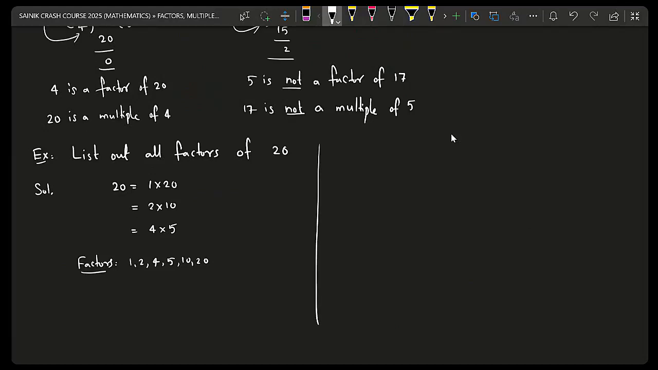Now I'll give one question to you, all of you try. Then I'll call one student and ask what are all the factors. Write all the factors of, let's take 48. Write all the factors of 48. Try this question, all of you.